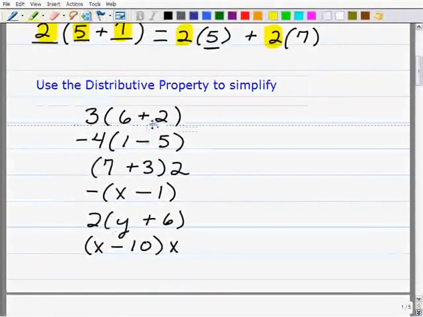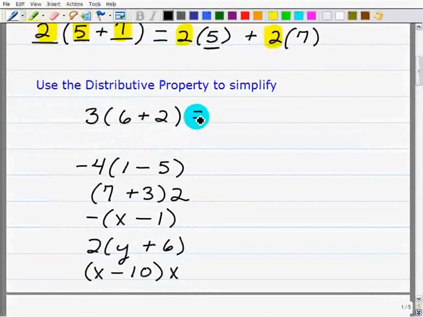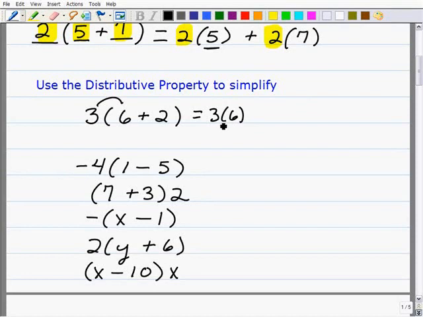All right, so our first problem is going to be 3 times 6, which you could write this way, 3 times 6. However, if you know what the product is and you trust yourself, you could just go ahead and write 18. But let's go ahead and do this first one. We'll write it out. So that's going to be 3 times 6 plus 3 times 2.